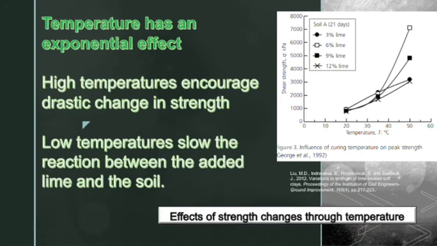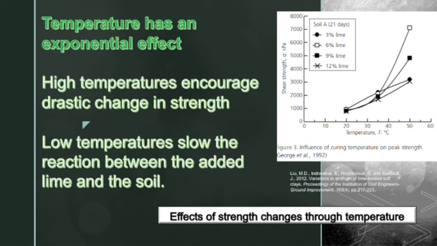Temperature affects the peak strength of a lime-treated soil in an exponential manner, where a small increase in temperature will result in a large increase of the soil strength. Temperature affects the soil, as higher temperatures encourage strength development as the curing process is accelerated, while lower temperatures slow the reaction between the added lime and the soil.